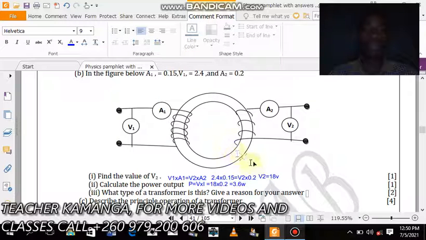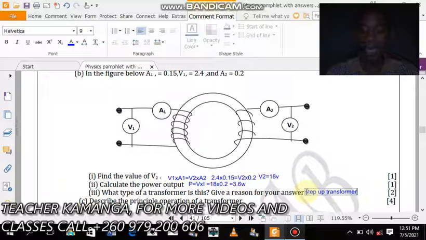Another thing as well, we've seen the voltage that has been given on the primary is 0.15. But the voltage that we get on the secondary is 18 volts. So basically we're also able to see that this one is a step up transformer because it has stepped up the 0.15 to 18 volts. So the answer, what type of transformer is this one? The answer is step up transformer. It is a step up transformer.